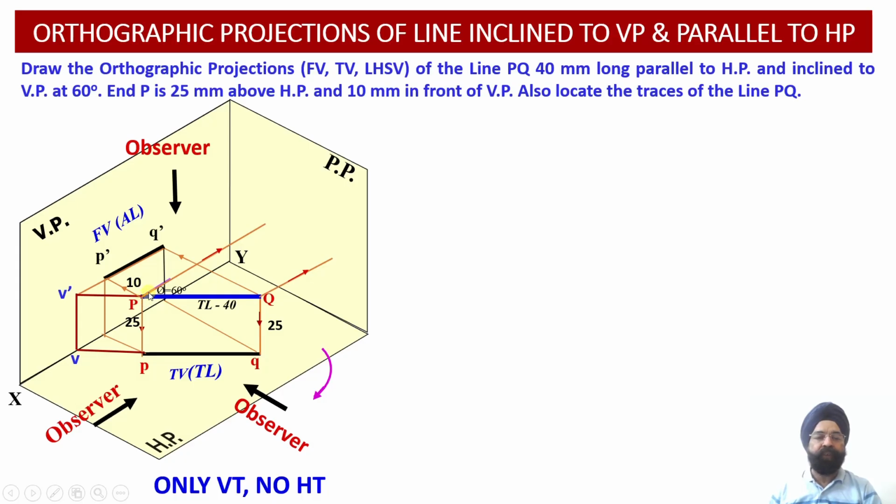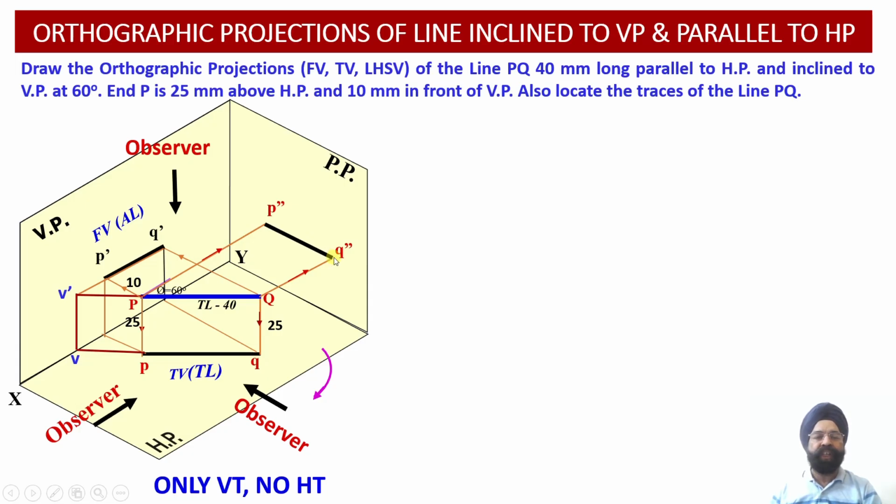So once the observer looks at this particular line PQ from the left side orientation, we can see point P will be projected onto the profile plane at this particular position. The name of this point will be P double dash. Similarly, point Q will be projected onto the profile plane at this particular position. The name of this point will be Q double dash. Having located the points P double dash and Q double dash on the profile plane, we can join P double dash with Q double dash.